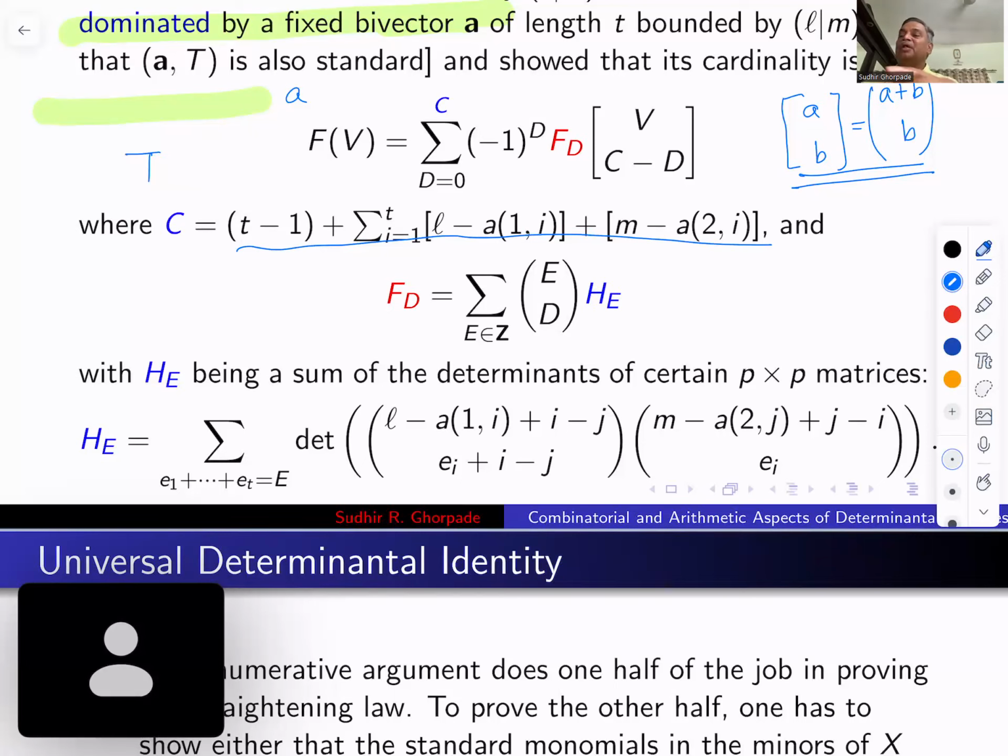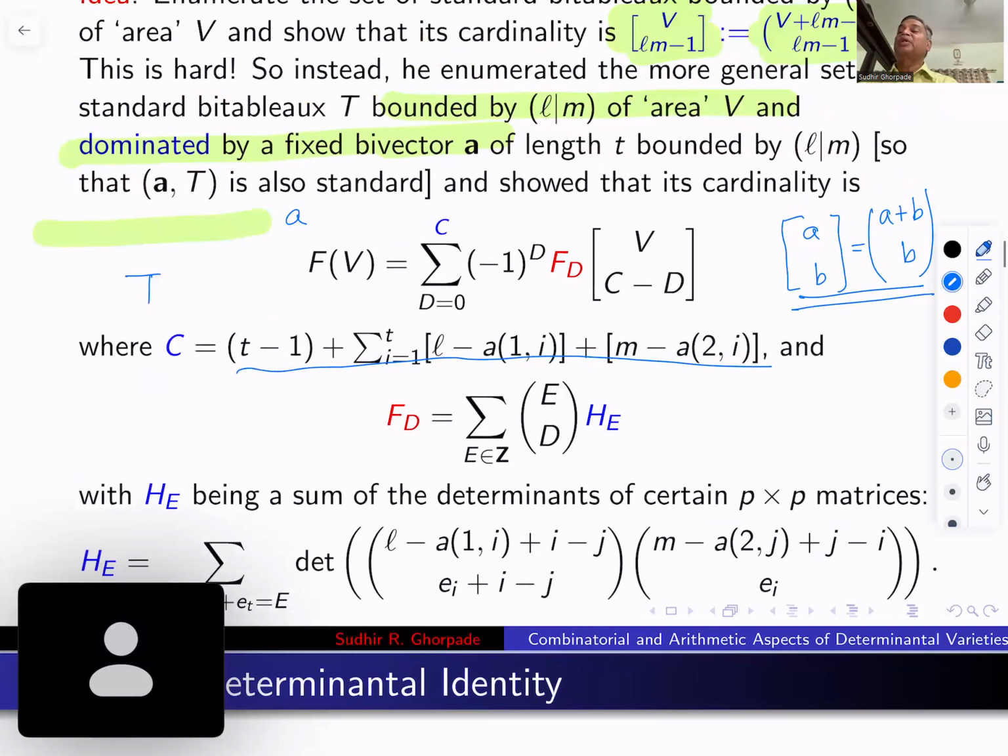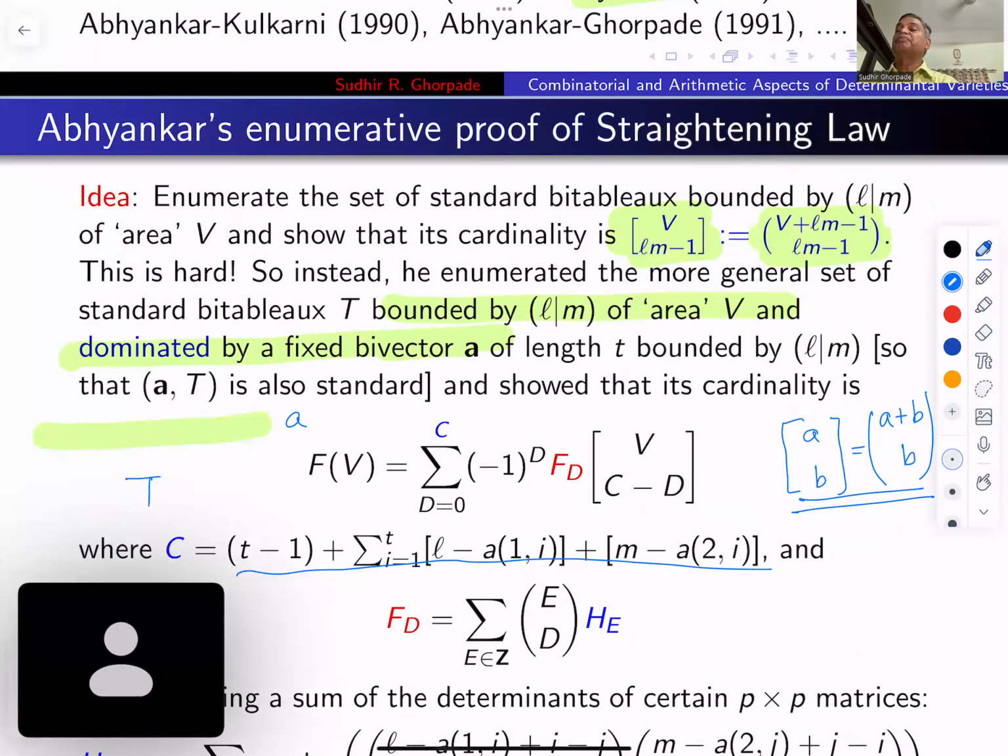I don't have too much time, but otherwise I would explain. I have written a survey explaining a proof of this and so on. But he did that, and then with this formula he could somehow specialize and sort of drop this condition. I'll come to how that is done, and could show what he wanted to show in the first place, which is that the bi-tableaux bounded by L, m of area v do have the right cardinality.